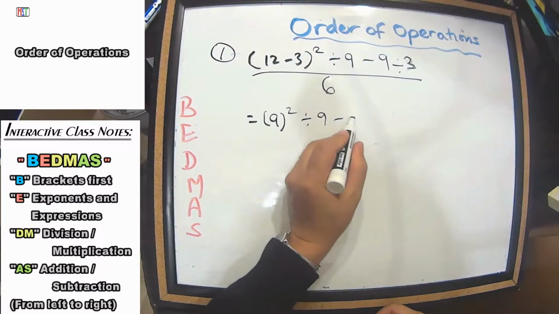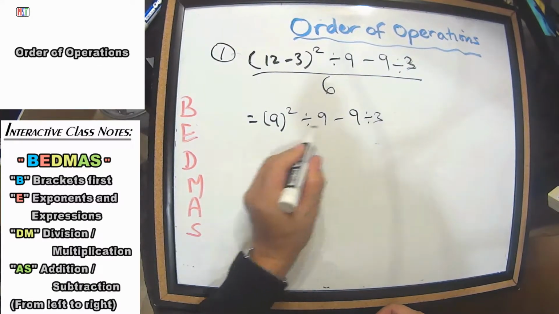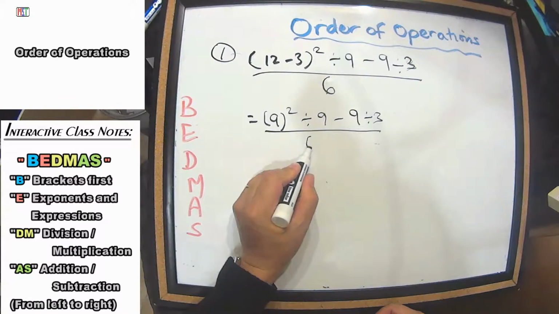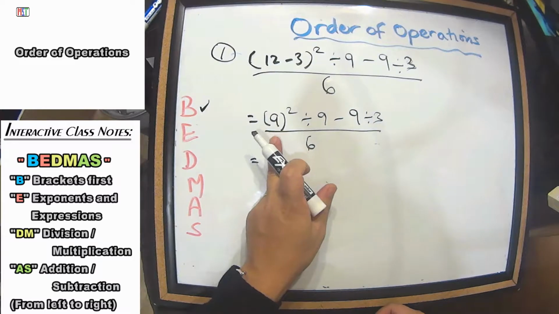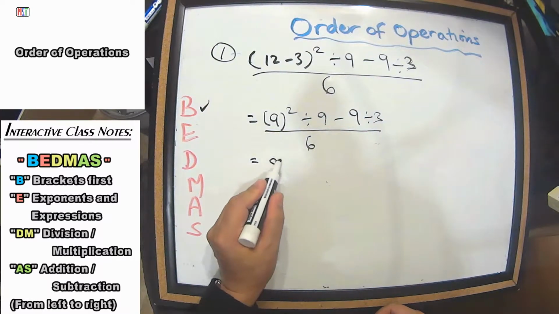Okay, we're going to do it step by step here. Okay, bracket's done. Next is exponent. I notice here we have exponent 9 squared. That gives you 81.